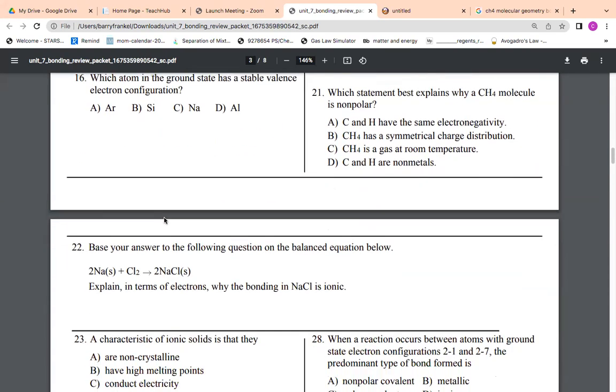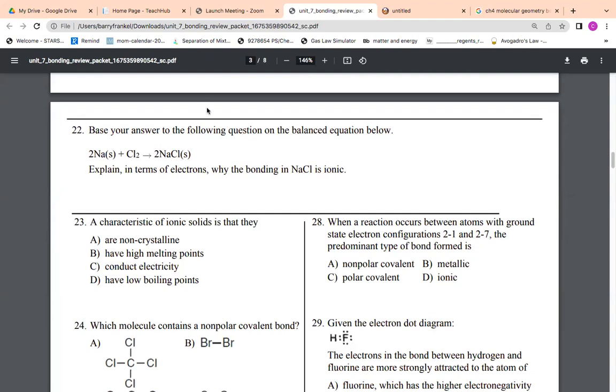All right, 22. Explain in terms of electrons why the bonding in NaCl is ionic. Again, for short response, please don't go on and on. Sometimes when you keep going, you end up saying something wrong and it completely undoes all the good stuff that you did right. So keep it short, keep it sweet.